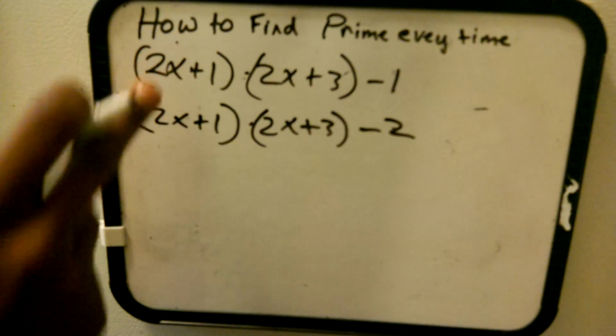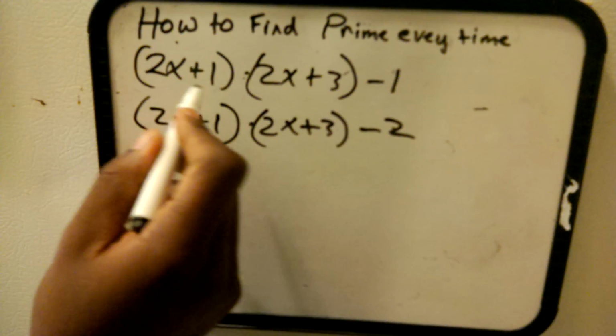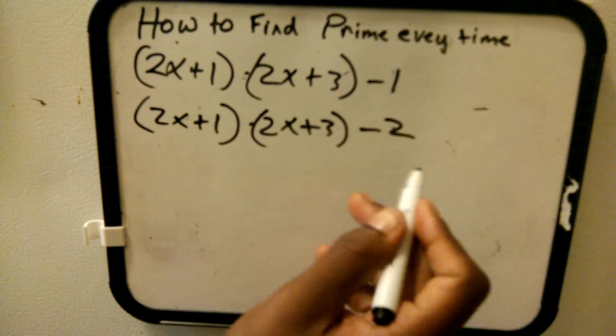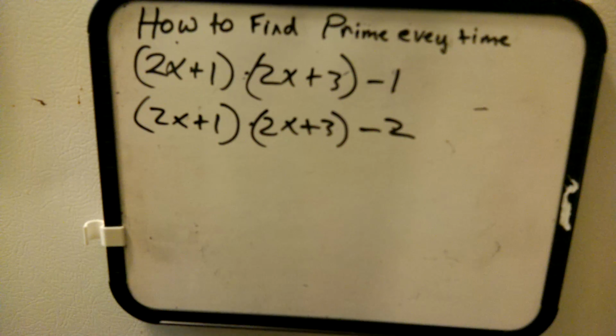Okay, with these two equations, you should be able to find a prime number higher than the next prime number constantly, forever, for as long as they can go. Now, this is how it works. 2x plus 1 times 2x plus 3 minus 1, and vice versa here, but just a negative 2 on the end. This is what you would do to start it off.